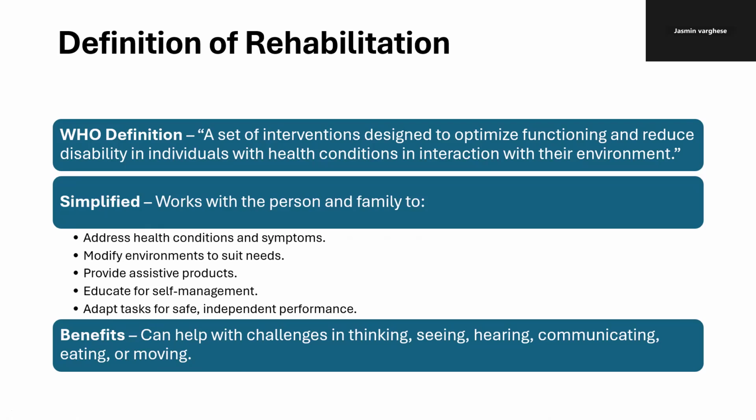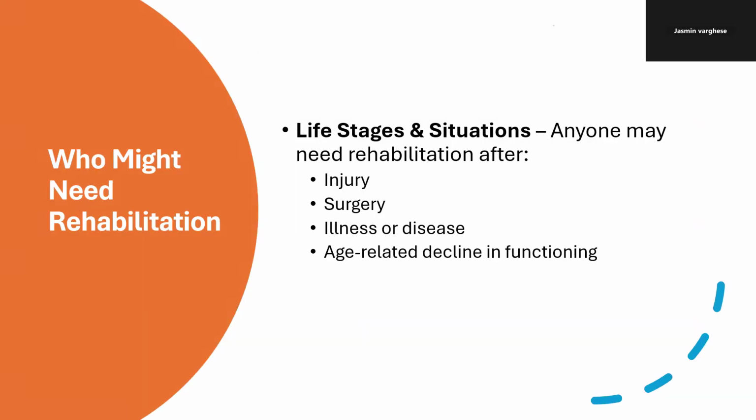And if you want to simplify it, I will say rehabilitation means working with the person and family to address the health condition, modify the environment, provide assistive products, educate for self-management, and adapt tasks for safe, independent performance. So, in conclusion, rehabilitation can help with challenges in thinking, seeing, hearing, communicating, eating, or moving. It is a set of interventions designed to optimize functioning and reduce disability in individuals with any health condition. Who might need rehabilitation?